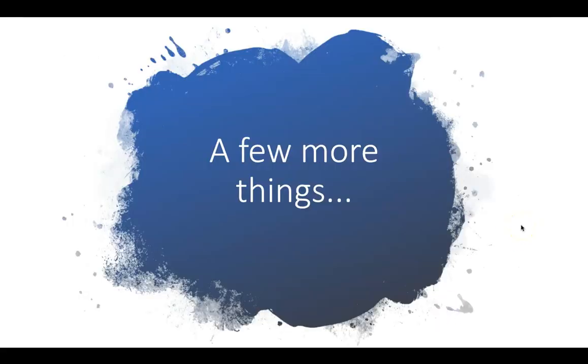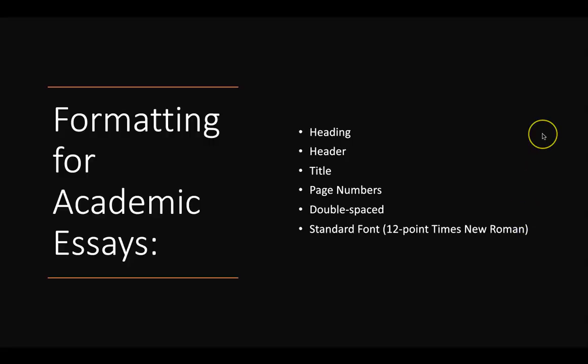Okay, and just a few more things. A quick note about formatting for your academic essays. I saw a lot of incorrect formatting for the personal essays for Essay 1. So for academic essays for our class, for MLA formatting, you need to include all of these following things. So heading, header, title, page numbers. The entire document should be double-spaced, and standard font. So a good standard font is 12-point Times New Roman.